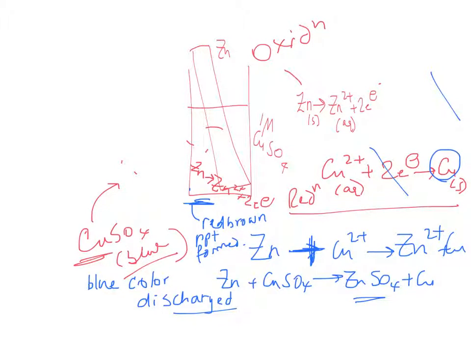Okay, the next thing is, what if there was a method that would allow us to separate out the zinc atoms and the copper ions from each other and force the electron transfer to occur another way? What that means is that I don't have this direct contact of zinc being immersed in the beaker, but what if I was able to put that separately? That is what would be referred to as a voltaic cell. So let's take a look at a voltaic cell, or a galvanic cell as it's called.